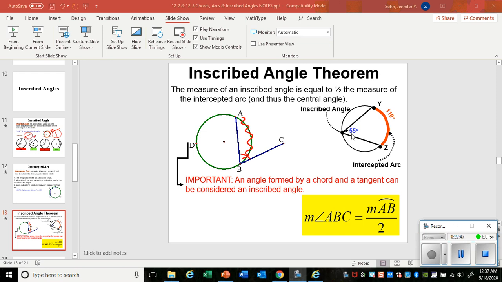So this is called the inscribed angle theorem. The inscribed angle is always the intercepted arc divided by 2. So that's the relationship. 110 divided by 2 is 55. So that's the formula: the measure of angle ABC equals the measure of arc AB divided by 2. It's always the intercepted arc divided by 2 equals the inscribed angle. That's the formula. That's the theorem.